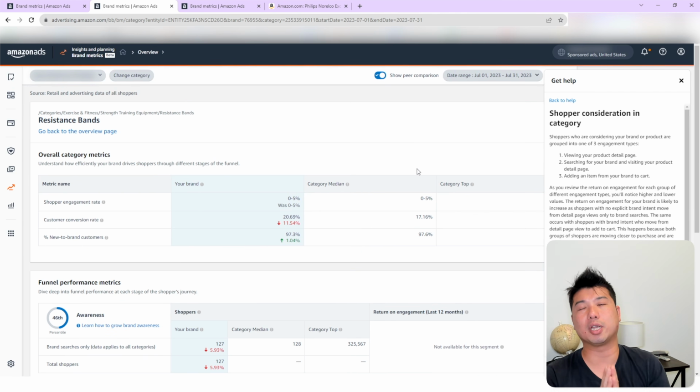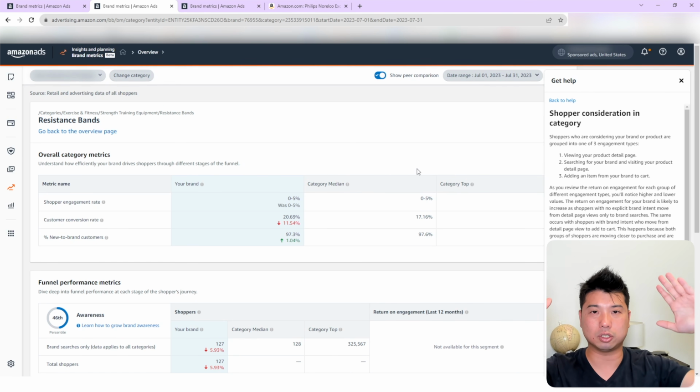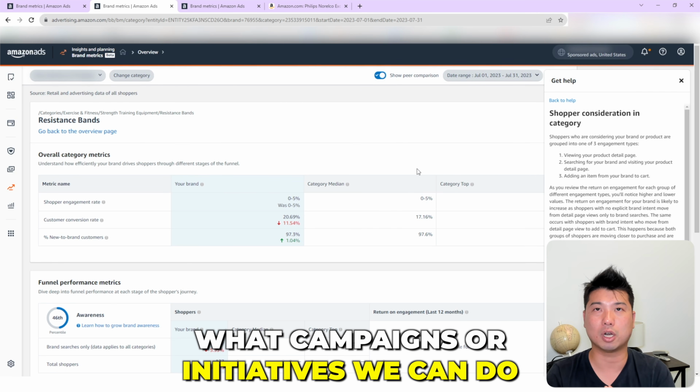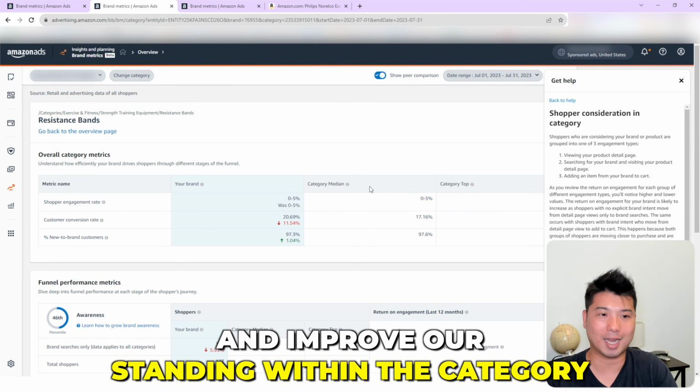It really helps me out because it gives a high-level analysis. Then I could look into the entire funnel and dig deep into what campaigns or initiatives we could do on a more tactical level to increase these metrics and improve our standing within the category. I hope that I showed you a quick and accurate way to diagnose your sales funnel. This reporting allows for a quick high-level view and gives you an analysis of where you can look for improvements on your own sales funnel and also against your peers.